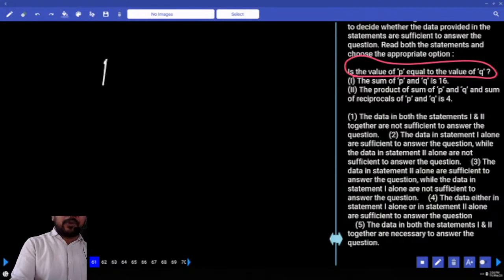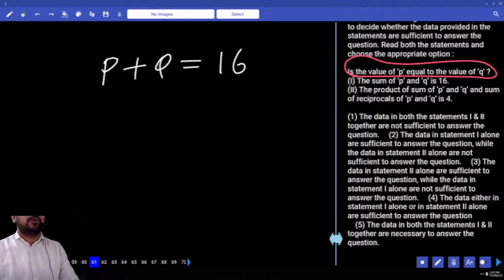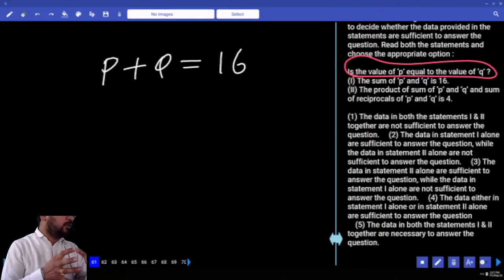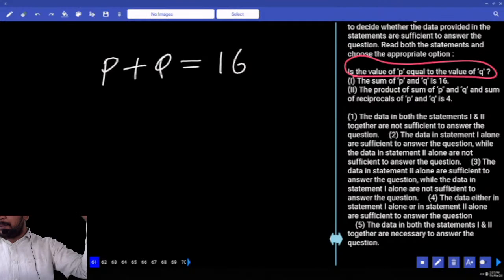Sum of P and Q is what? Is it possible to say P is equal to Q? Not possible. Now while checking data sufficiency, you have to check individually first. If individually it's not possible, only then you combine. Are you clear? Only the first statement: the answer is not possible. Now see only the second statement. Forget about the first statement.